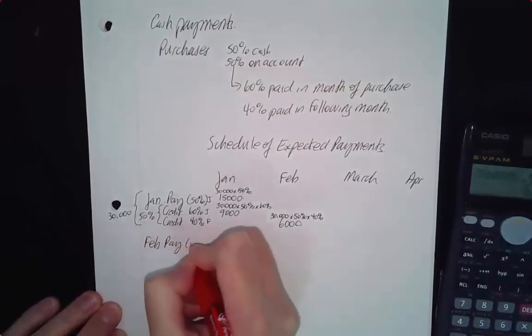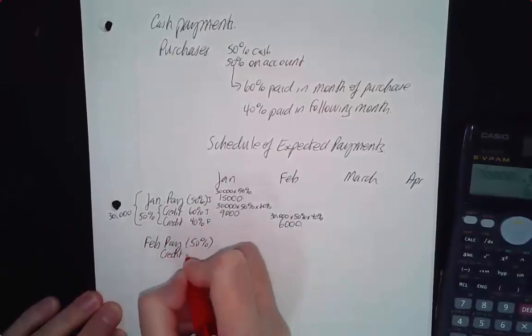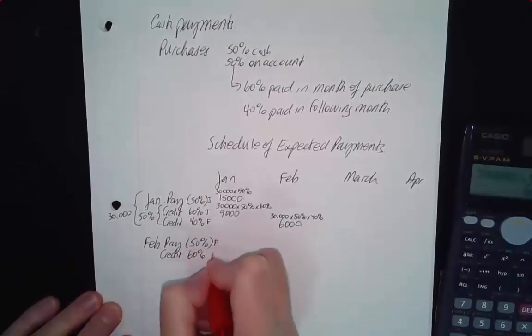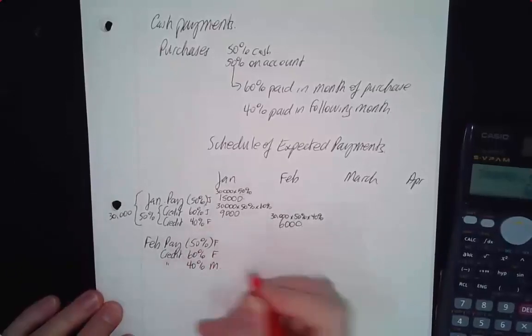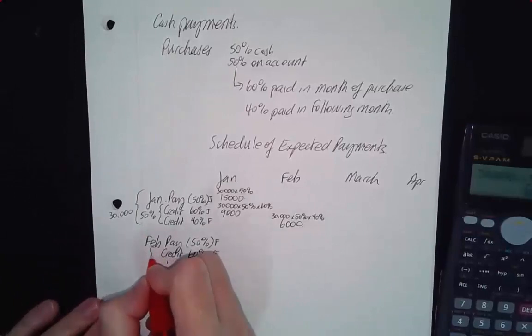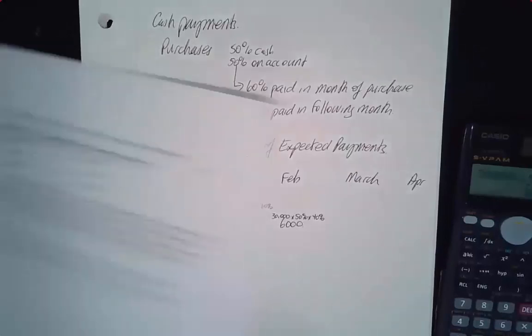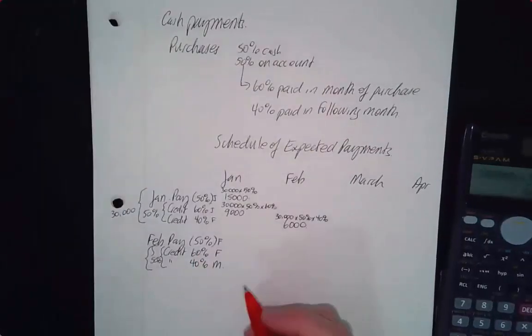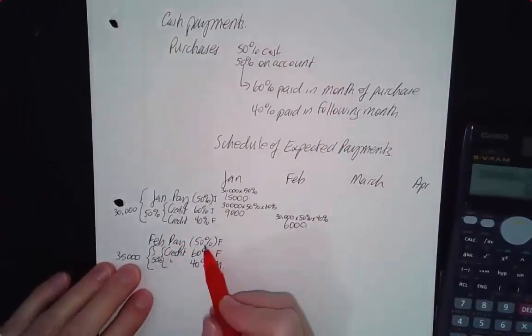The payments are going to be 50%. And then the credit is going, and don't forget that's in February, 60% in February, and then credit is going to be 40% in March. We know that this is going to be 50%, and then this whole thing, the amount, is going to be $35,000. So $35,000 multiplied by the 50.